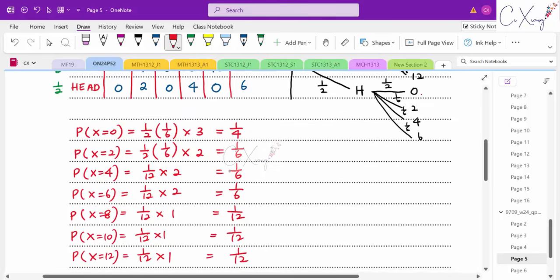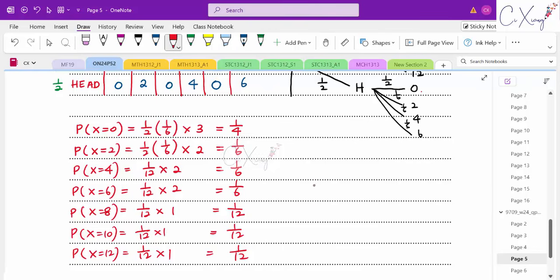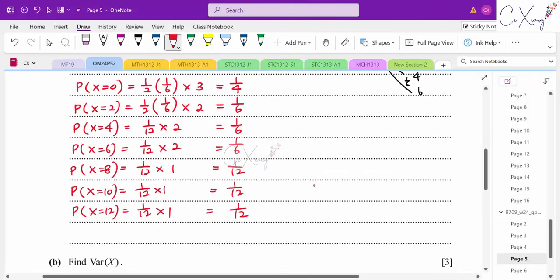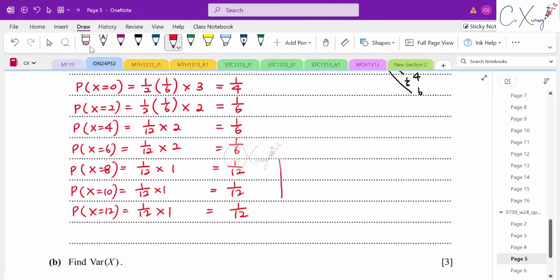Okay, so now you have listed out all the values for the x and also the probability. To double check your answer, please add all the probabilities here together and see whether it equals 1. If it equals 1, that means very likely your answer is correct. If it is not equal to 1, that means definitely your answer is not correct. Okay, alright, so after you confirm your final answer here, then you can group them in table form, which is easier for you to visualize later.